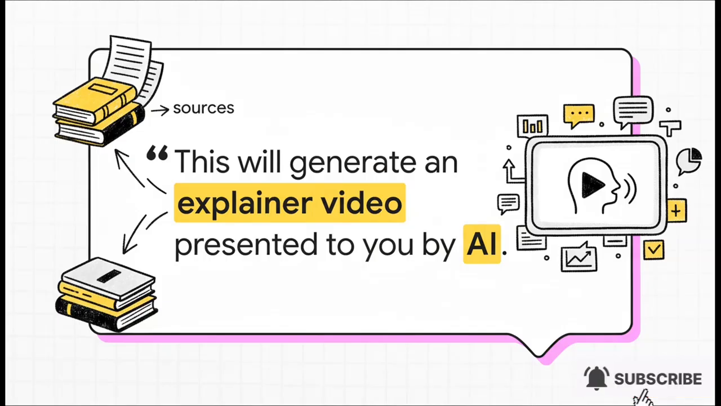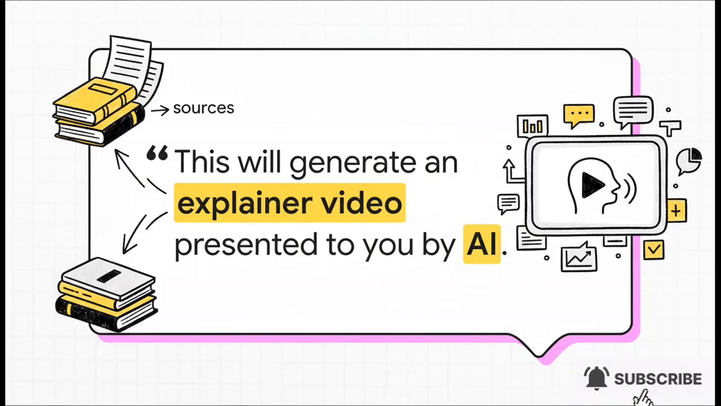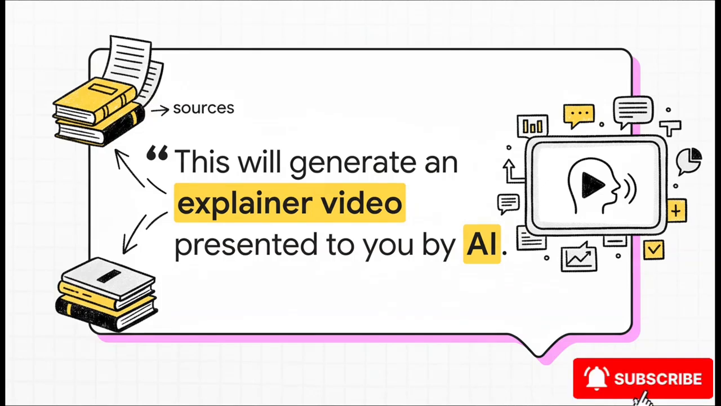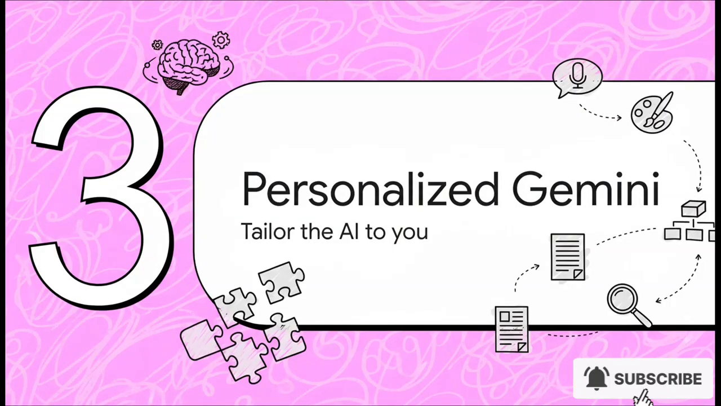Once you've loaded up all your sources, you can literally ask Notebook LM to generate a video overview for you. It will create a short, AI-narrated explainer video that summarizes all of your research. It's basically doing for your own notes what I'm doing for you right now. How cool is that? Okay, let's switch gears and talk about Google's main AI, Gemini.